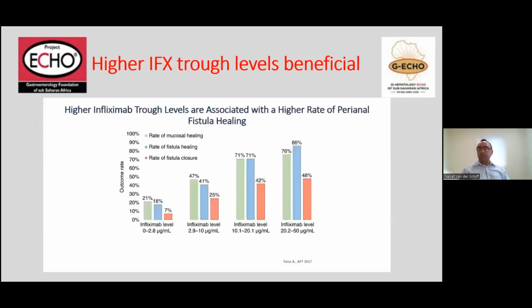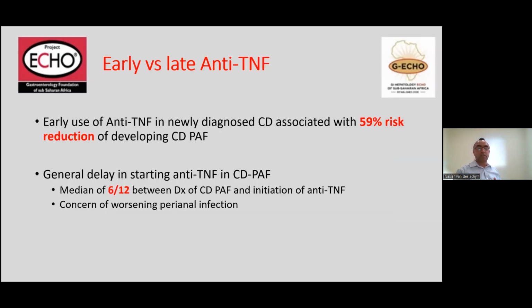But importantly, higher trough levels were associated with better outcomes in patients with peri-anal Crohn's disease. This study, published a few years back, showed that trough levels between 15 and 20 were associated with a superior outcome than our usual trough levels between 7 and 10. So the important point is that we may need higher doses of infliximab to achieve higher trough levels to improve fistula healing in patients with peri-anal Crohn's disease.